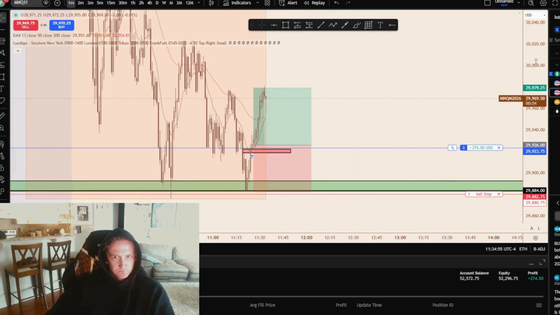I had already lost one trade today. I wanted to be concerned, at least get my money back so I could end the day break even, or at least maybe a little bit of profit.